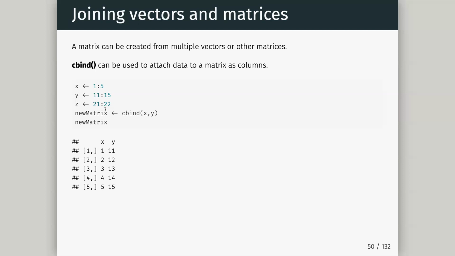It's also going to do something kind of nice. It's going to add in the column names based on the vectors we created. I've got a vector called x and a vector called y. When I bind these together, it's created a matrix for me of the actual data within x and y, but it's also giving the column names x and y. Kind of smart.